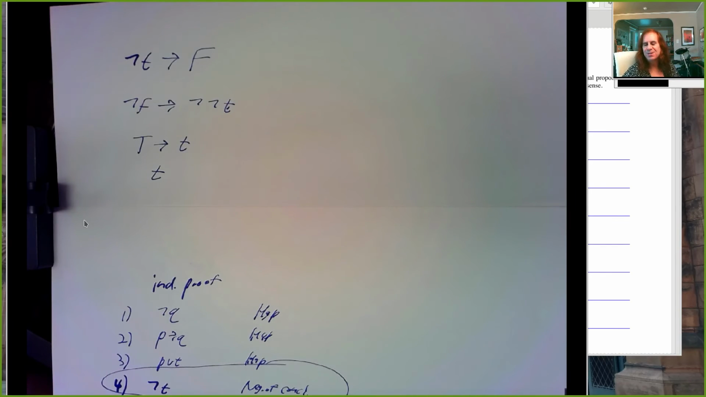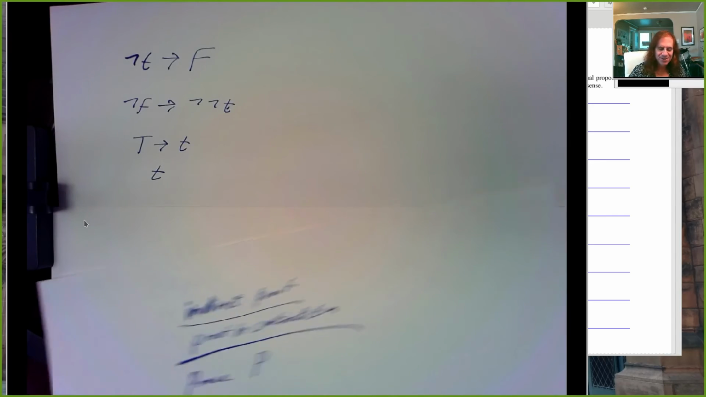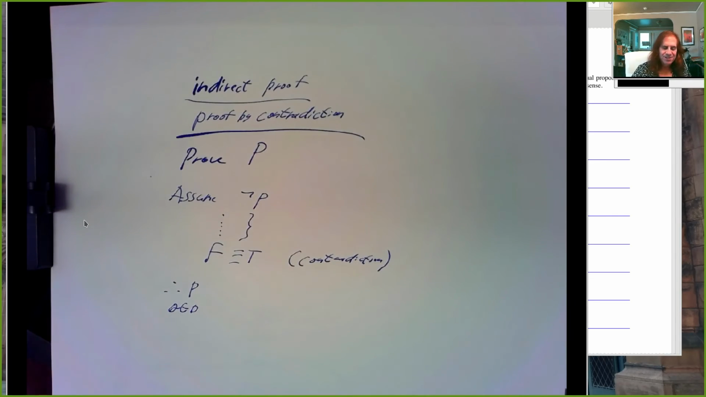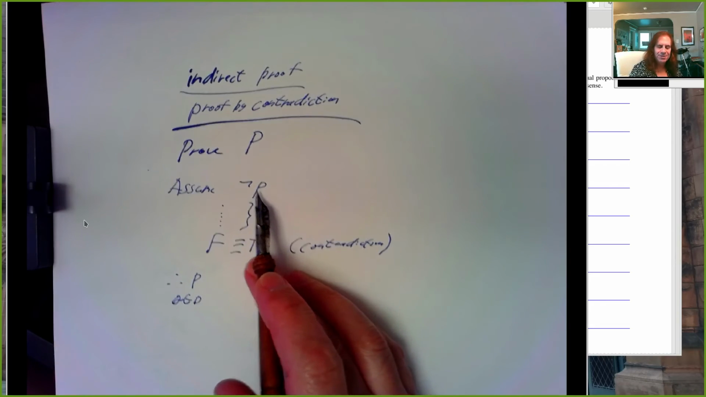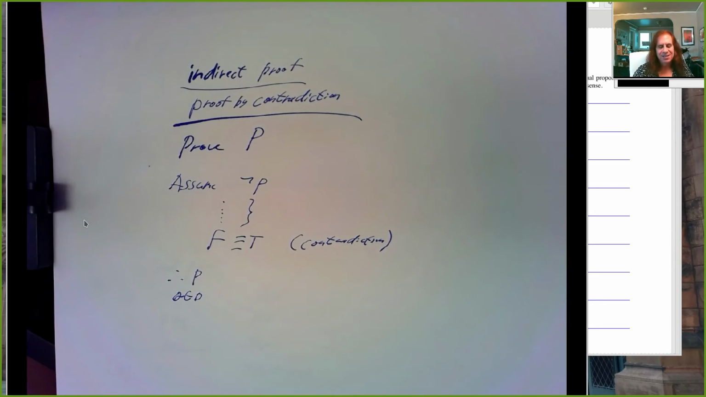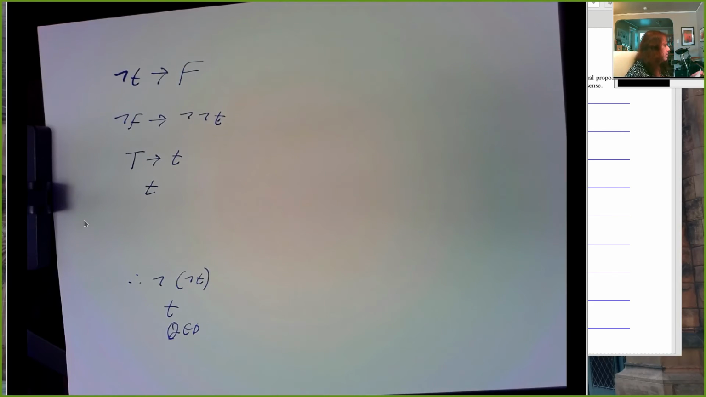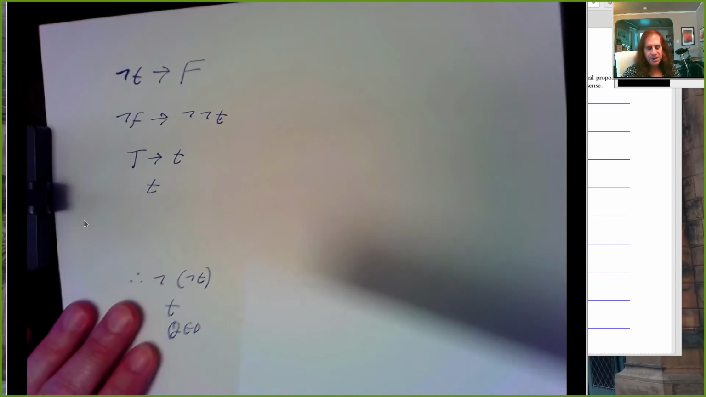Don't worry if that doesn't make sense. It's just something to amuse the back of our brains. I think of it this way: assume the negation of the conclusion, argue to an absurdity, and then say, therefore, the conclusion must have actually been true. All right, why do we care about this? Because sometimes indirect proofs are easier than direct ones. Sometimes the other way around.